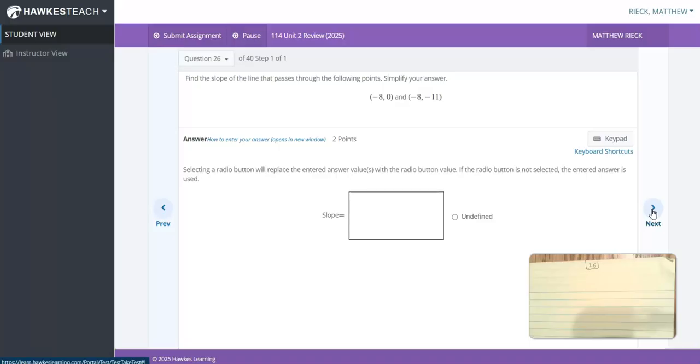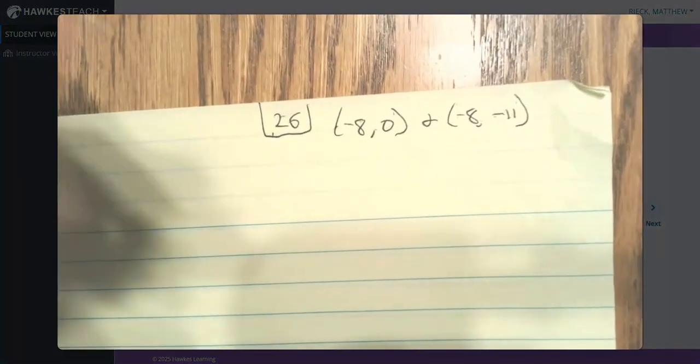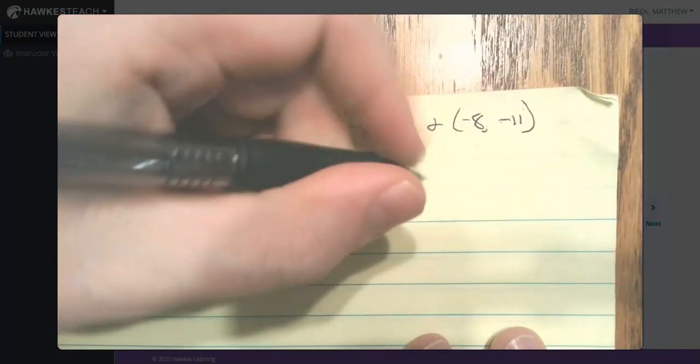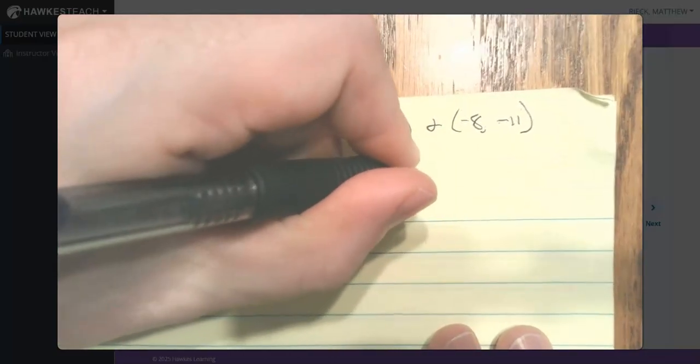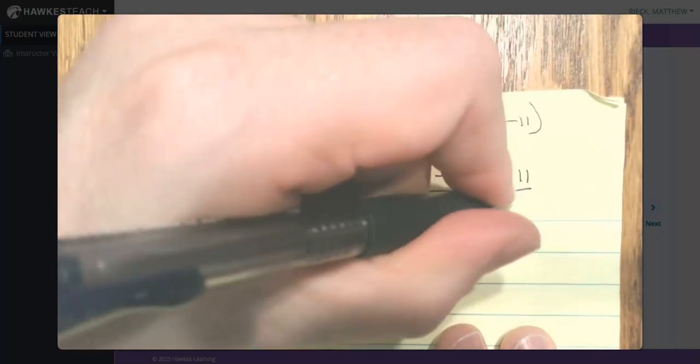So next we're asked to find the slope between these 2 points. Here the 2 x values are the same. When your 2 x values are the same, your slope is going to be undefined, because you have the change in your y values divided by the change in your x values. If there's no change in your x values, you're dividing by 0, and that leads to an undefined slope. So the change in y is negative 11 minus 0, divided by the change in x, negative 8 minus negative 8. So you have negative 11 over 0, and you can't divide by 0, so that's where we get undefined.